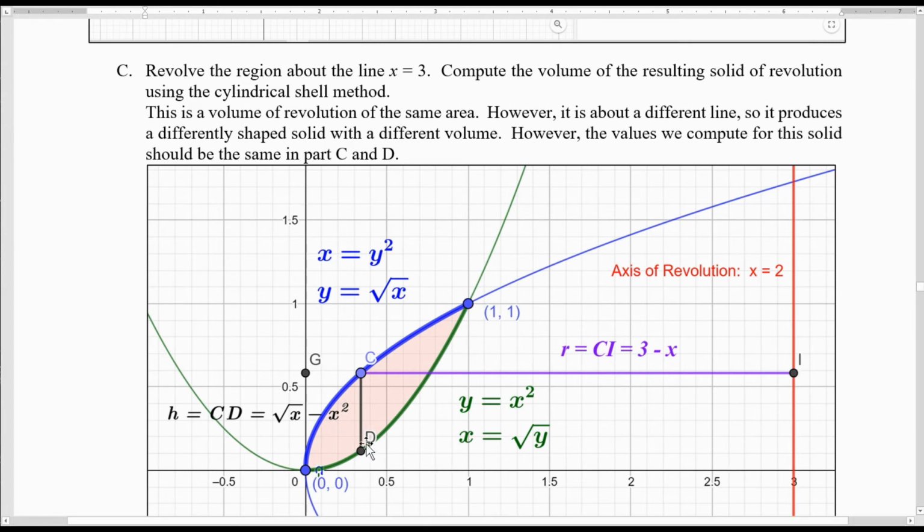Now, again, if we're using a vertical strip, the thickness is dx. Everything has to be in terms of x. So for the bottom curve, you're going to do y equals x squared. For the top curve, you're going to do y equals square root of x.